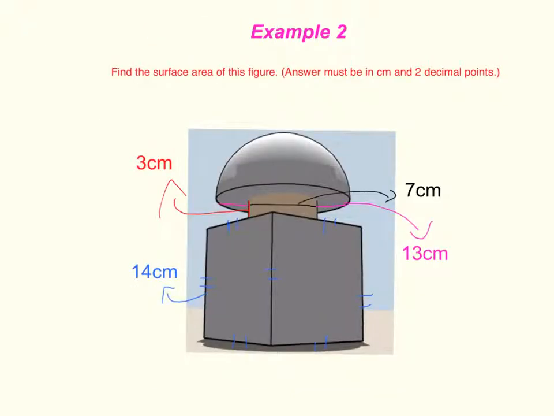Alright guys, now we're up to example number 2. This question looks slightly harder than the first one because it consists of 3 different three-dimensional shapes, which include a cube, a cylinder, and a hemisphere. Now let's read the question. Find the surface area of this figure. The answer must be in centimeters and to 2 decimal places. Alright, now let's go to the next slide and see how we do this.